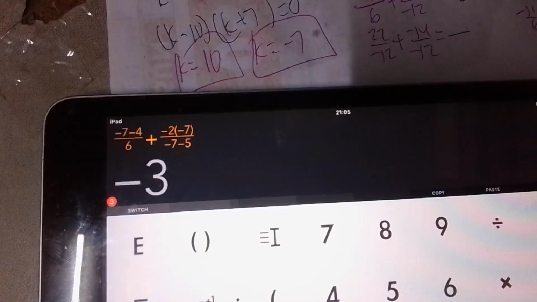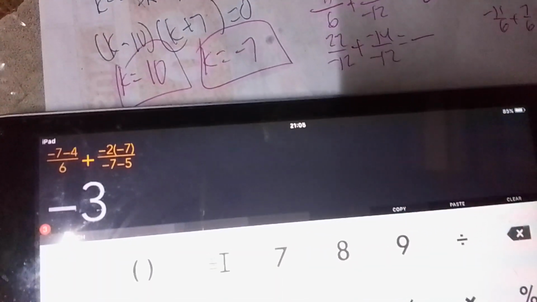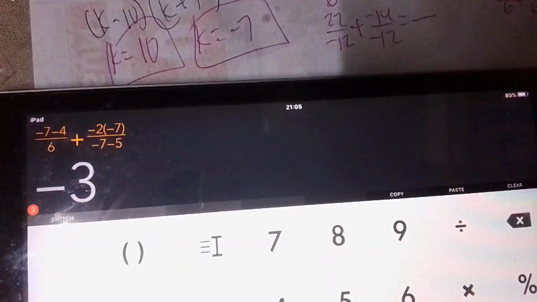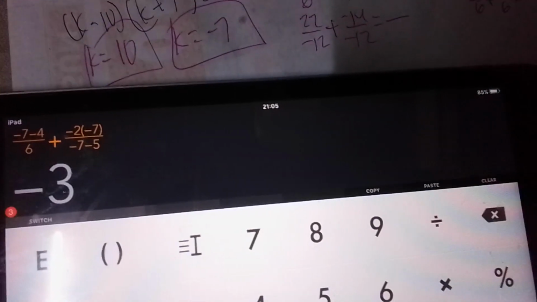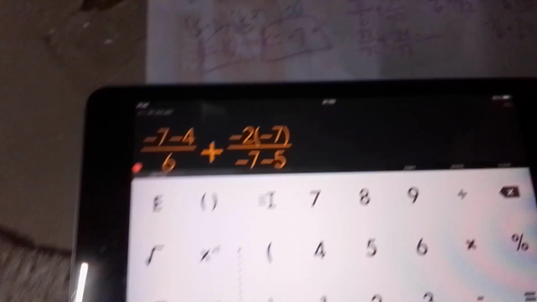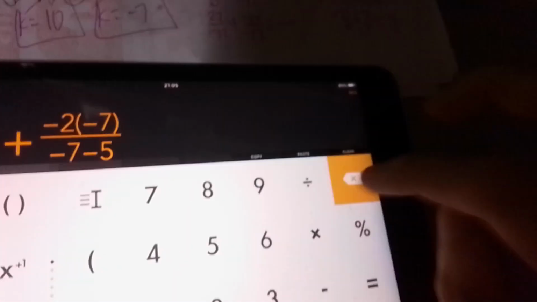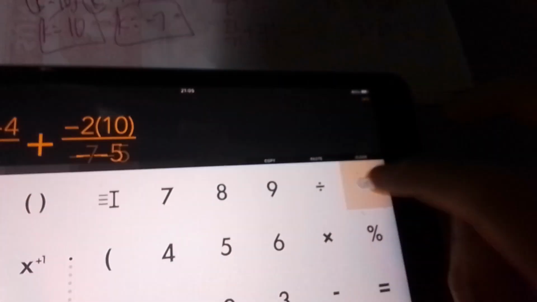Because that becomes negative 11, negative 12, and that's supposed to be positive 14. Ah, yeah, it's positive 14 after all. So that should really be the answer. So that's negative 3 if we put negative 7. Now, we try putting positive 10. Positive 10 here, right? Would we still get negative 3?